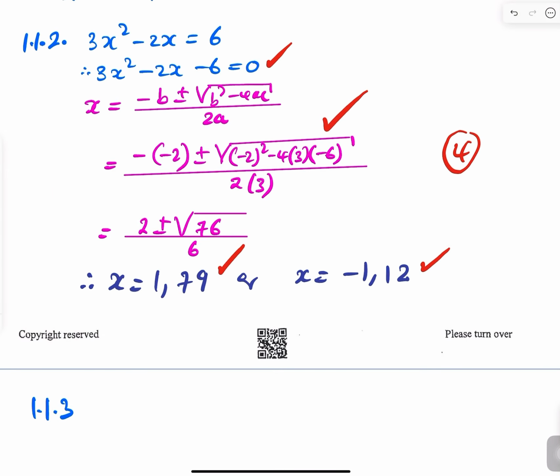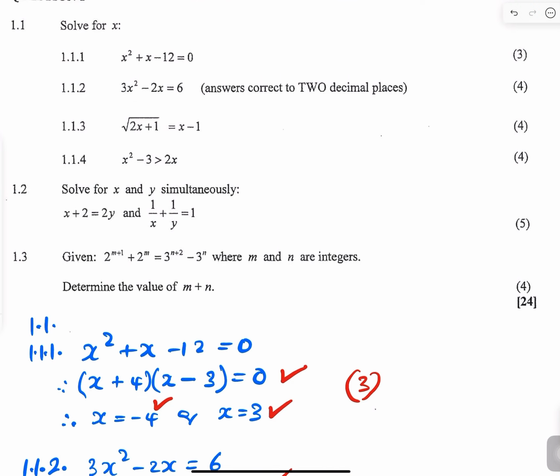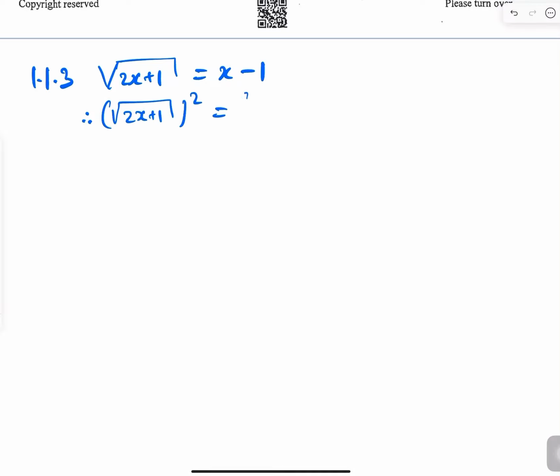Now let's continue. 1.1.3. Let's check what we are given there in 1.1.3. We are given the square root of 2x plus 1 is equals to x minus 1. Okay, so let's solve that. So we have the radicand, 2x plus 1, is equals to x minus 1. So I'm going to remove the square root by squaring both sides. If you do that, you're going to have the square root of 2x plus 1, you square this, it's going to be equals to x minus 1, all squared.